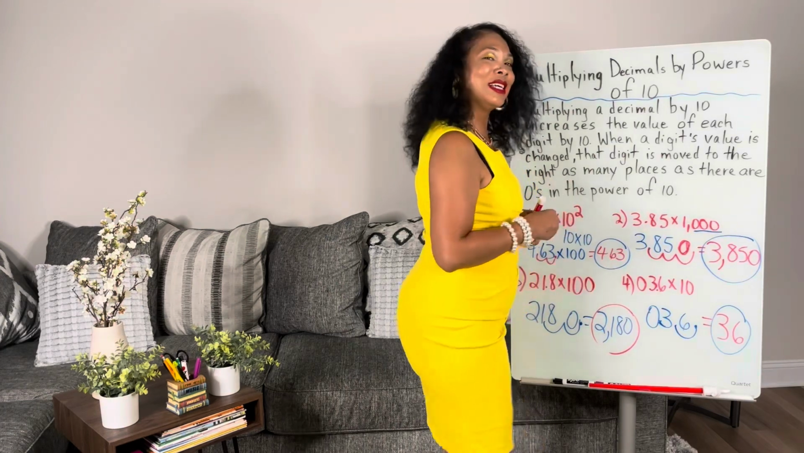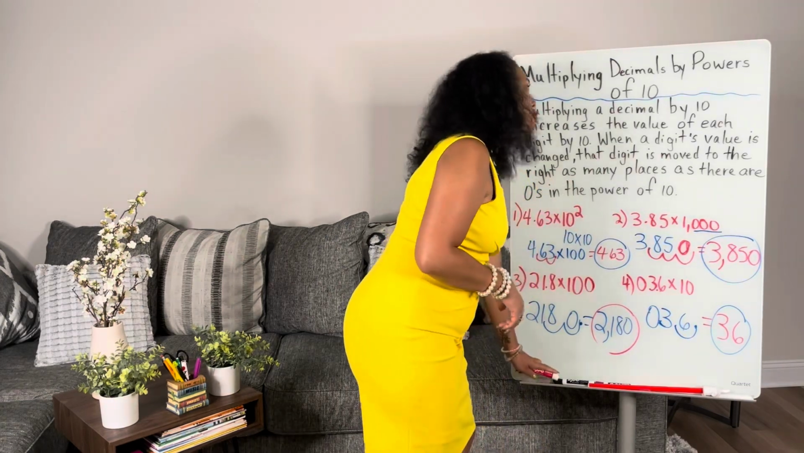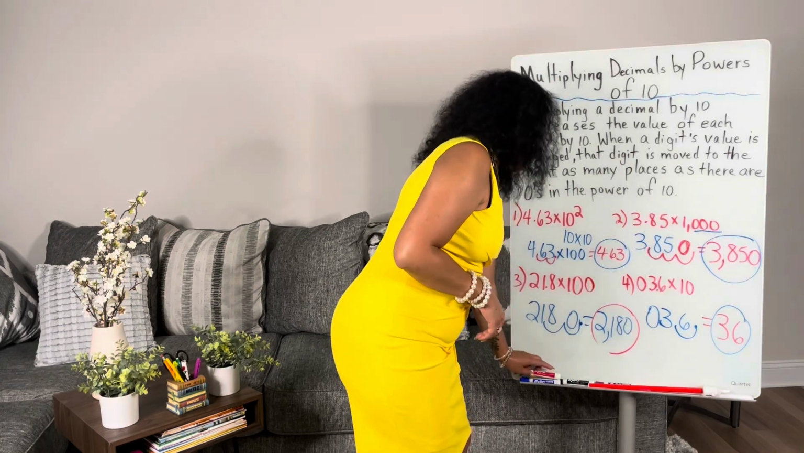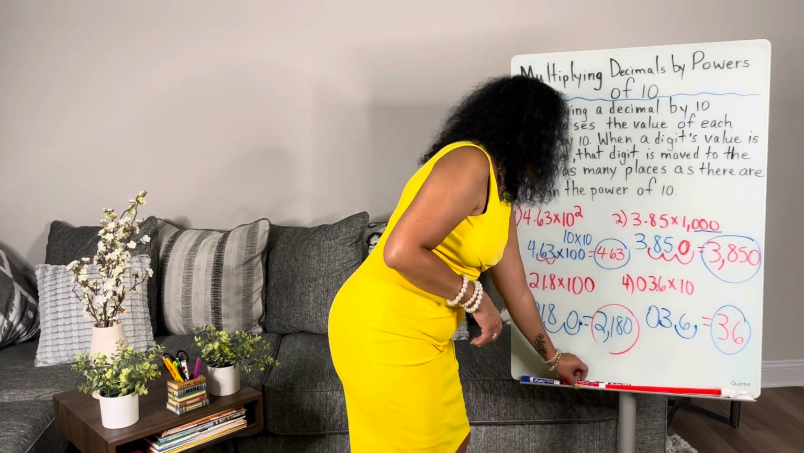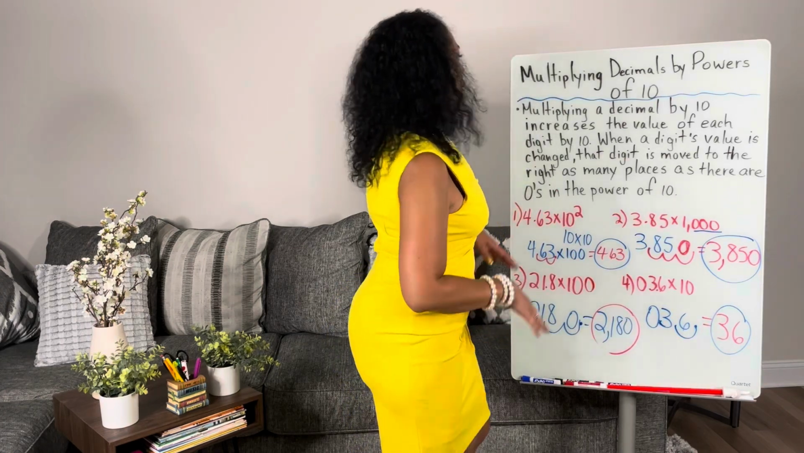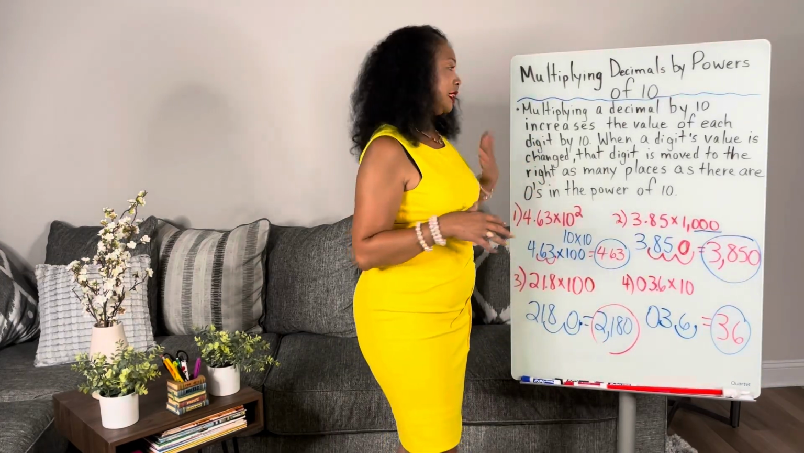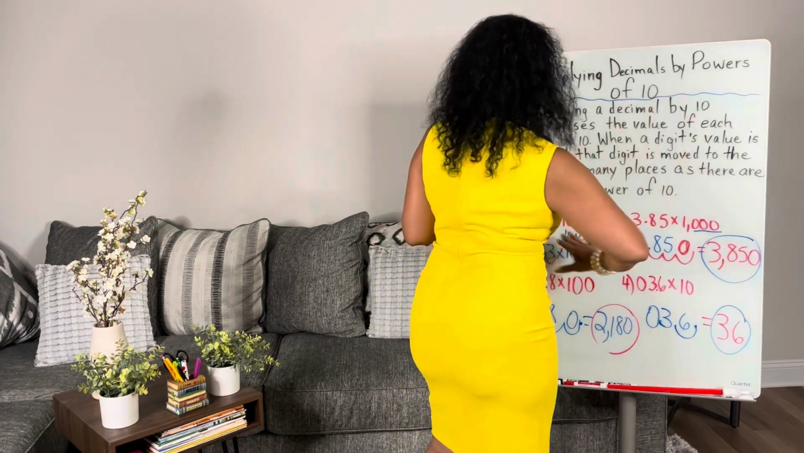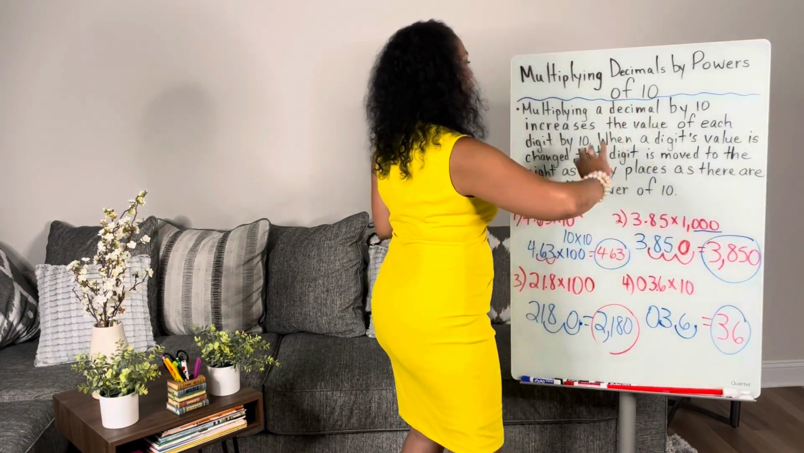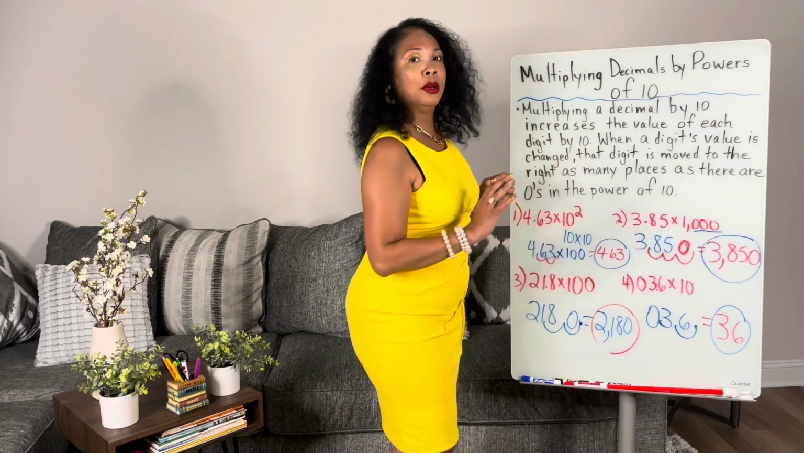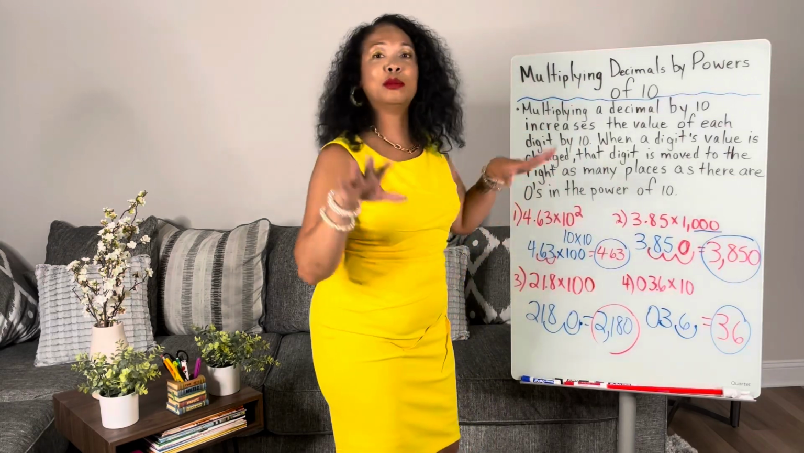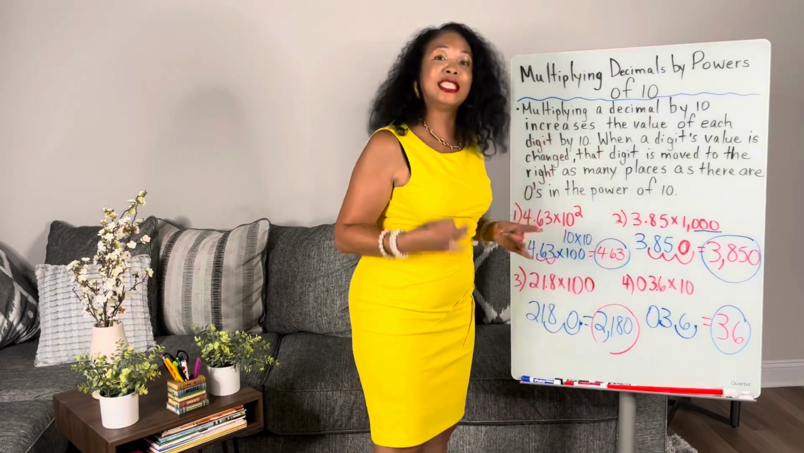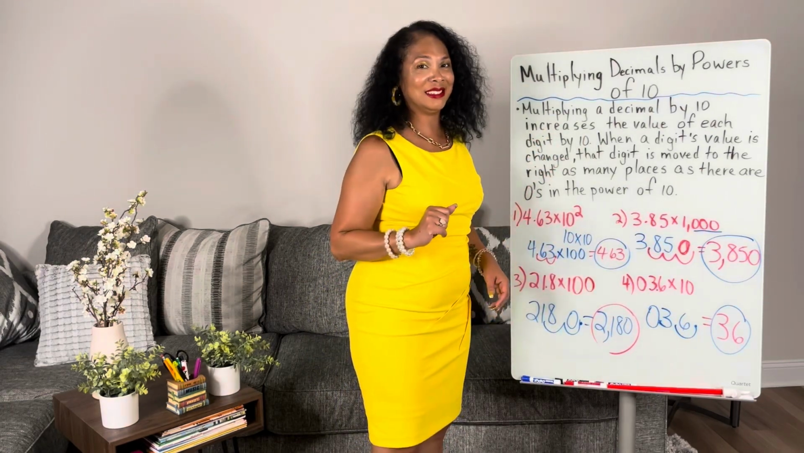Is it a little bit clear now how we multiply decimals by powers of 10? The value changes when we move the decimal, and when a digit's value is changed, that digit is moved to the right as many places as there are zeros in the power of 10. Remember, multiplying a decimal by 10 increases the value of each digit by 10.